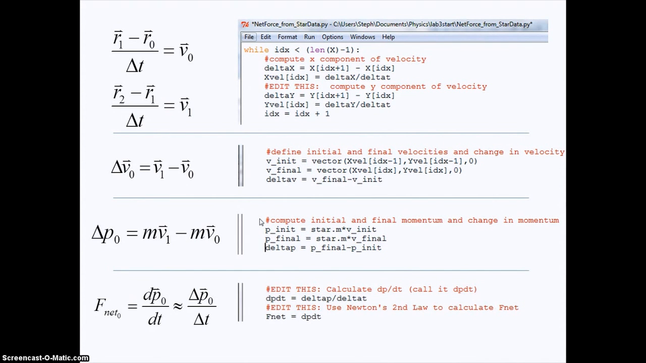Now we use Newton's second law to say that the net force acting on the system during the initial time interval is equal to dp over dt, the rate of change of momentum with respect to time during that time interval. For delta t small, we can say this is approximately equal to delta p over delta t. Again, we do this for each time interval.